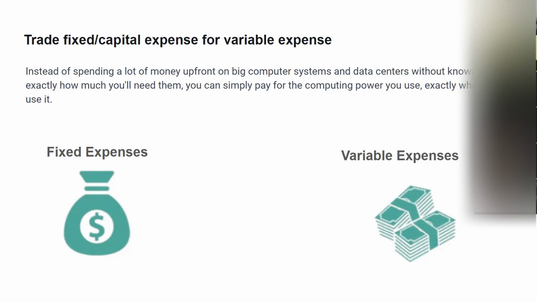As an individual that is just maybe testing, you might not even spend anything in a month. And guess what? You still use the server. But if you are using it for a business, you only have variable expense instead of fixed or capital expense. So that is what this means: instead of spending a lot of money upfront on big computer systems and data centers without knowing exactly how much you will need, you can simply pay for the computing power that you use exactly when you use it.